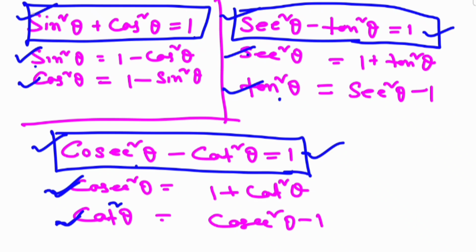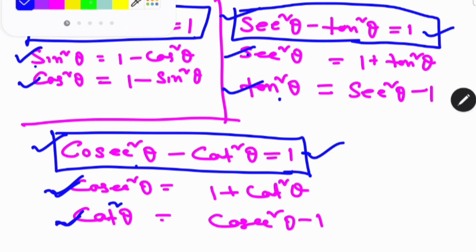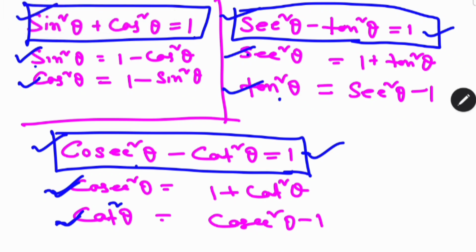The first one is sin square theta plus cos square theta equals 1. From here we can take out the sin square theta value by shifting the cos square theta, as 1 minus cos square theta. So we can get cos square also, 1 minus sin square. If we need only sin, we can take out the sin theta also. Sin theta will be root over 1 minus cos square.